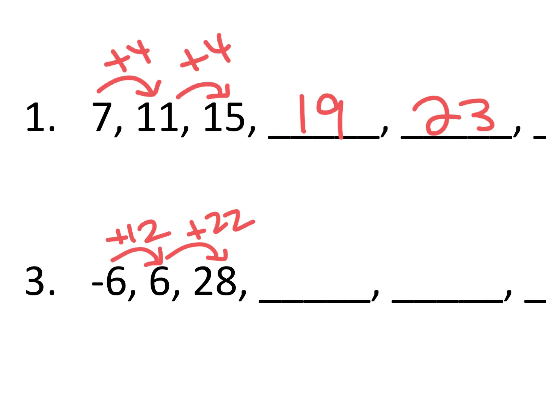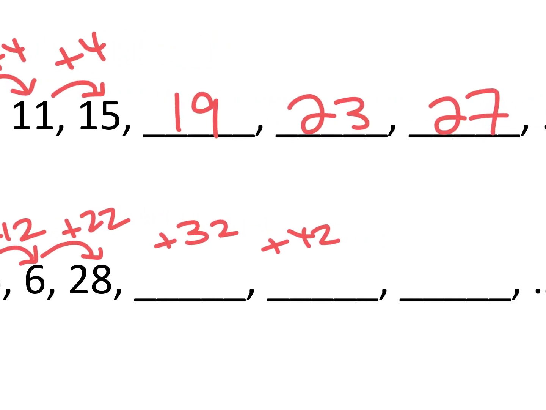It looks as if the pattern would be something like adding 12, then adding 22, then adding 32, then adding 42, then adding 52. So we would get 60, 102, and 154.